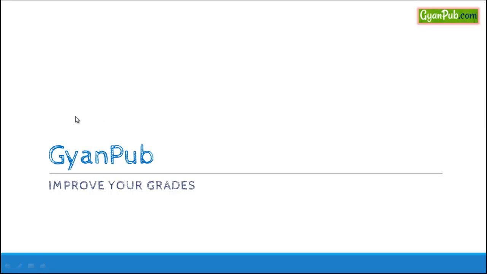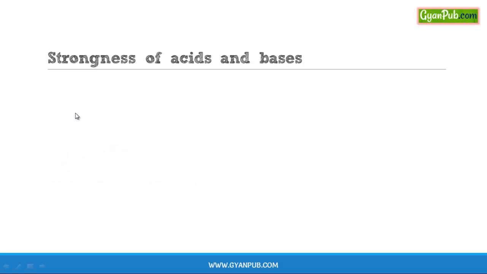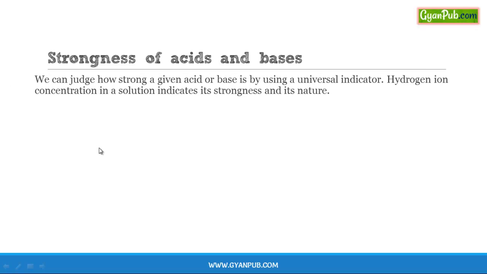Now let us discuss the strength of acids and bases. How can we judge how strong an acid or base is? We can judge how strong a given acid or base is by using a universal indicator. In that universal indicator, the hydrogen ion concentration in a solution is given. If the hydrogen ion concentration of that solution is known, then we can say its strength, that is how strong it is, and its nature, that is whether it is acid or base.